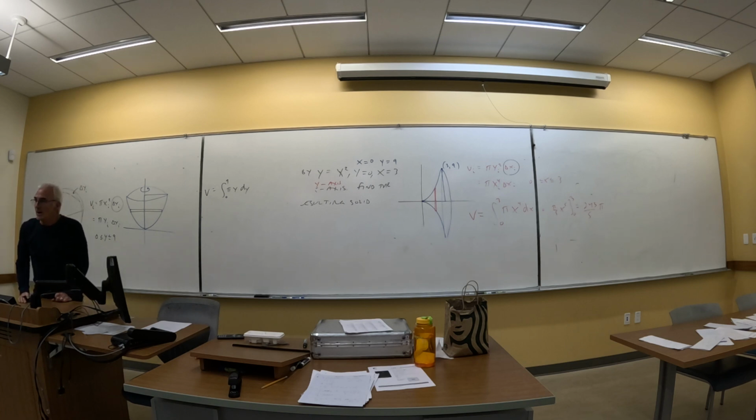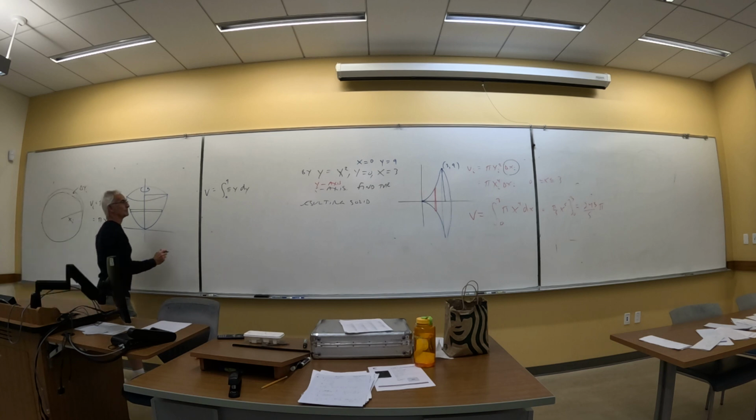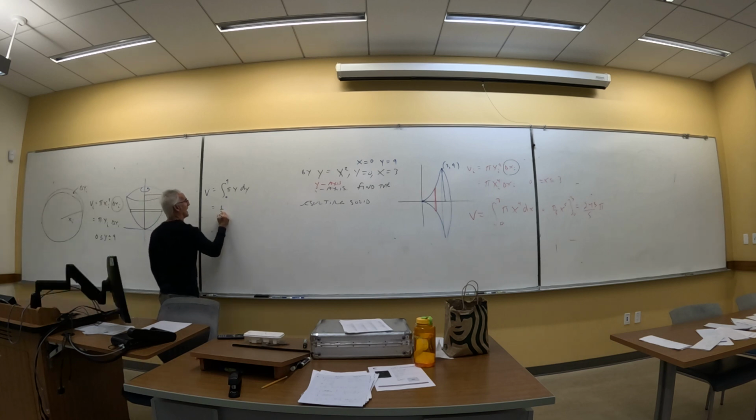More often than not, the level of difficulty is just trivial. It's just not going to be a hard problem. So this will be 1/2 pi y squared. 9 squared is 81, so 81 halves pi.